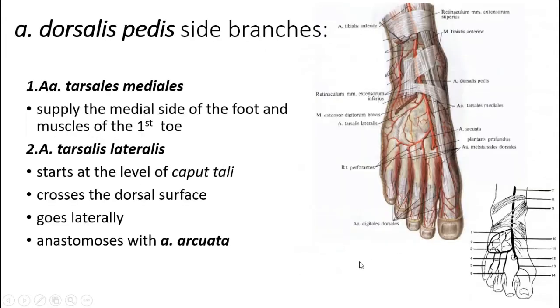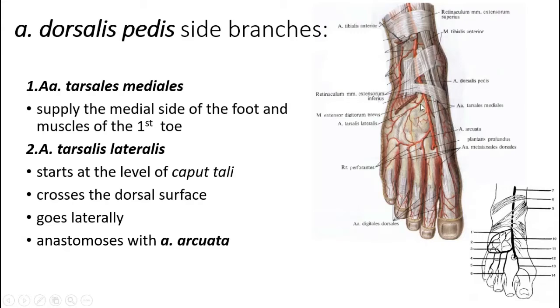Okay, so let's take a look at the side branches of the arteria dorsalis pedis. The first side branches, you can see that we have plural here, arteriae tarsales mediales. Sometimes we can see 3, sometimes we can see 4, or even 2. So 1, 2, 3, 4 arteries here. These are smaller arteries that will go under the tendon of the musculus extensor hallucis longus toward the medial surface of the foot. And you can see that these arteries will supply just this region, that's it.